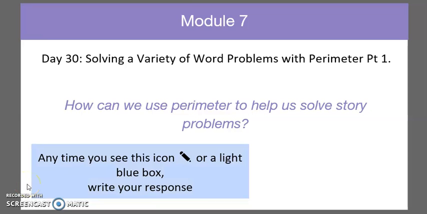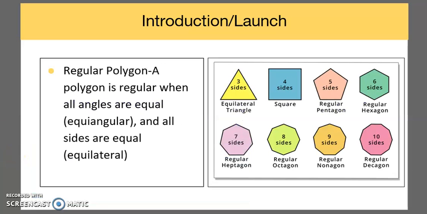Welcome. My name is Jerry Sunarine, and today's lesson will look at how we can use perimeter to help us solve story problems. Before we get into today's lesson, we're going to do a bit of review and understand what a regular polygon is, some examples of regular polygons, and some diagrams that look like it.